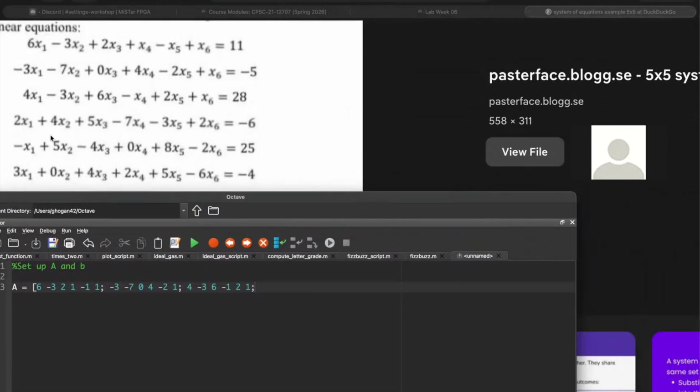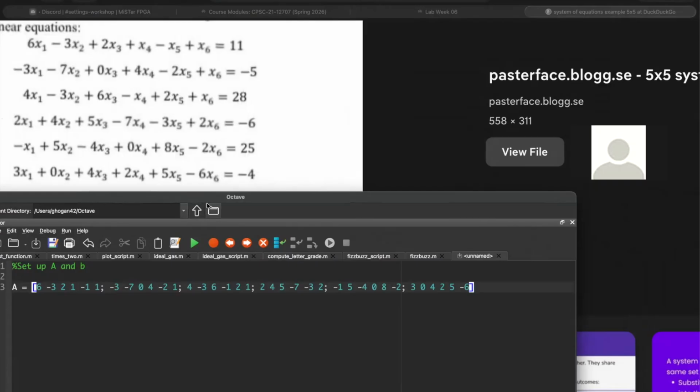We did 1, 2, 3. We're on the fourth one. So the fourth one is 2, 4, 5, -7, -3, 2, semicolon. Then the fifth row, -1, 5, -4, 0, 8, -2, semicolon. Next row, 3, 0, or 2, 5, -6.